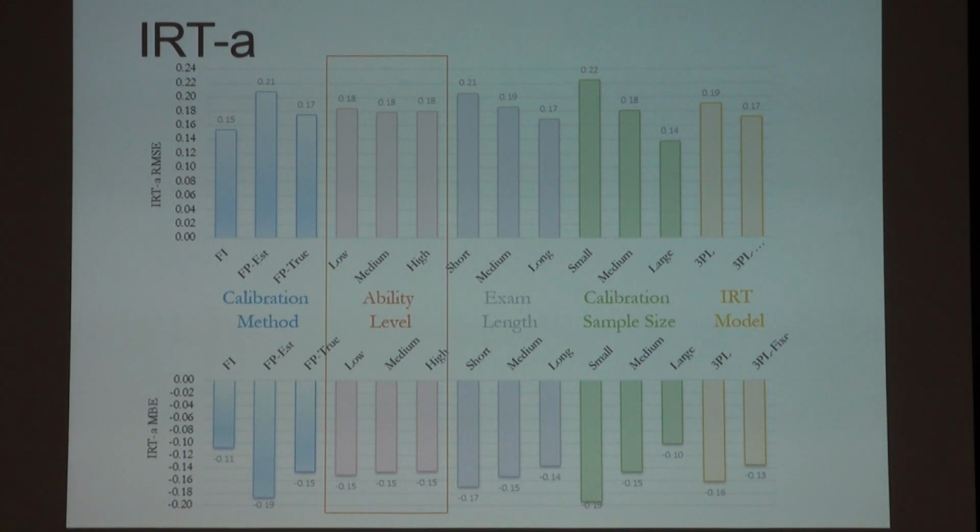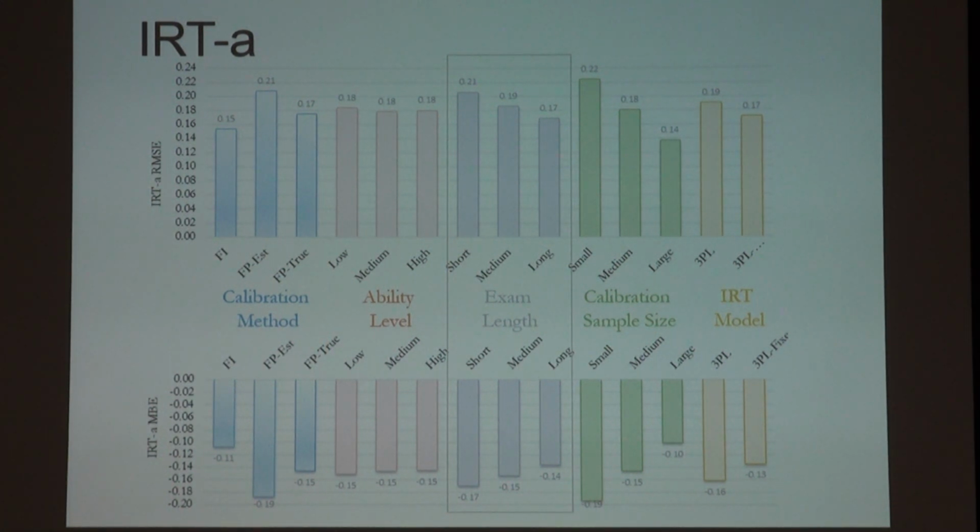And for ability level, after rounding the results to the second decimal point, they show pretty similar, about the same results across three ability levels. And exam length, the results are consistent with the previous one. The short exam yields larger errors than the longer exam, and the sample size is the same. Large sample size improves results. And finally, the IRT model misfit, this one with 3PL contains larger errors for A parameter calibration.